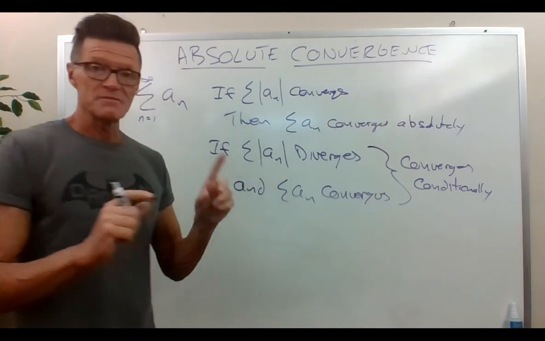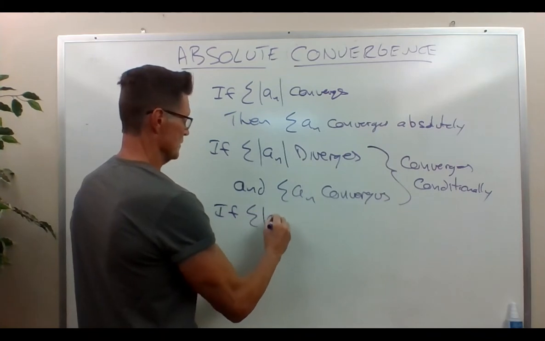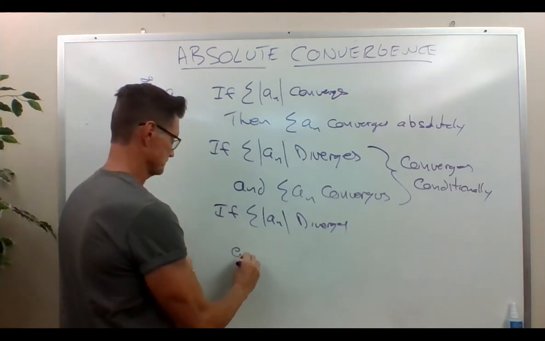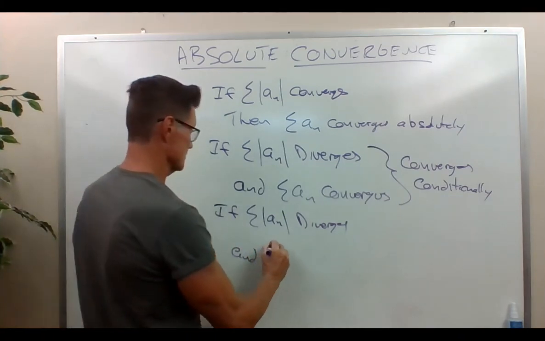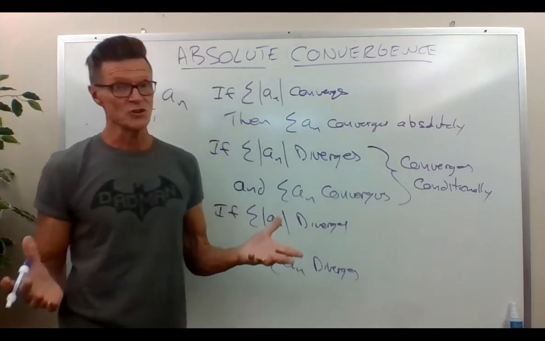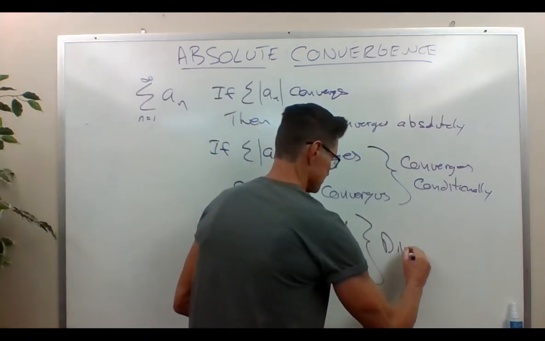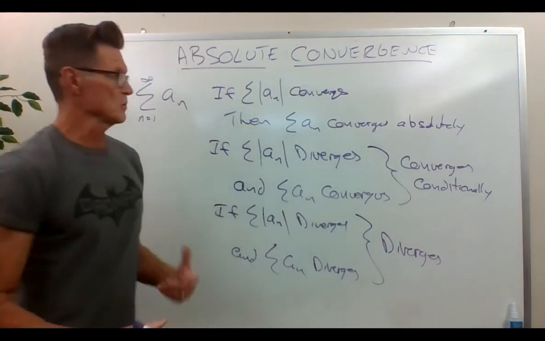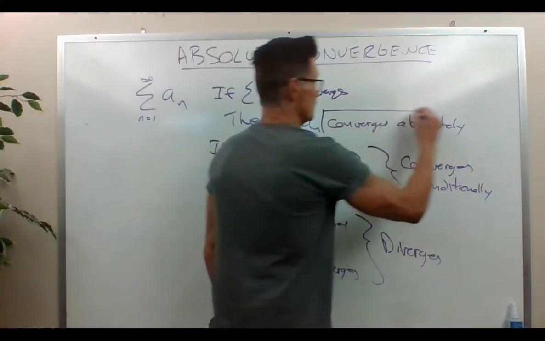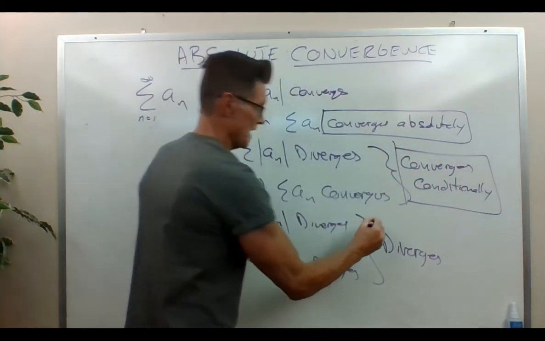Interesting. And finally, we have a third situation. If the absolute value of a sub n diverges, and by the alternating series test, a sub n diverges, then I guess you can probably figure out what happens. This series diverges. So those are the three different possibilities. We have converges absolutely, converges conditionally, or diverges.